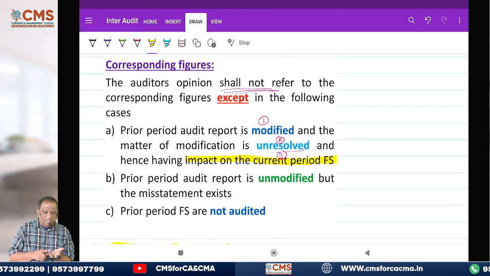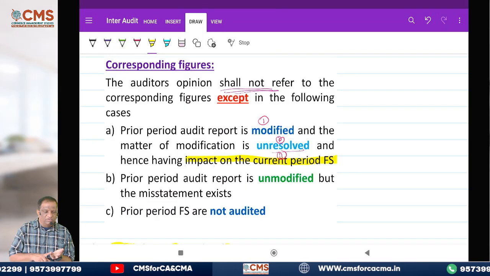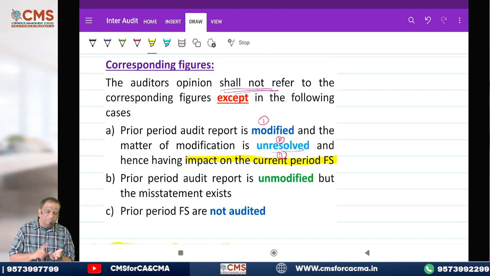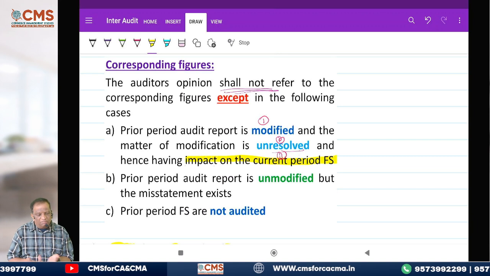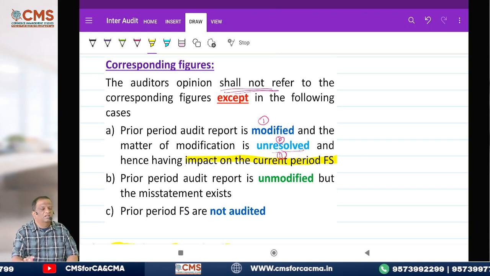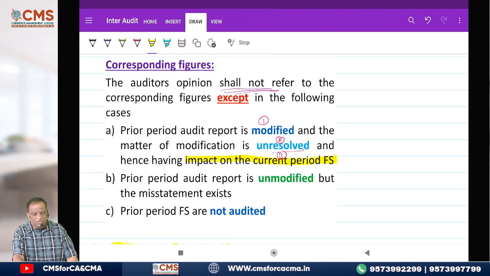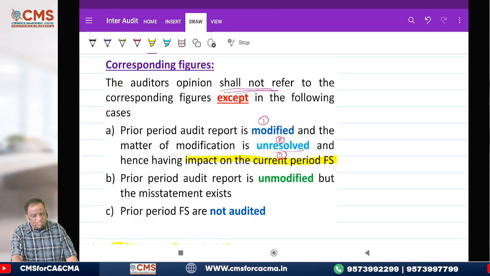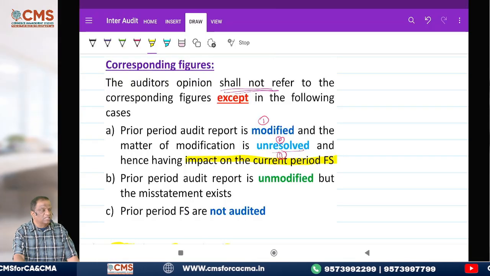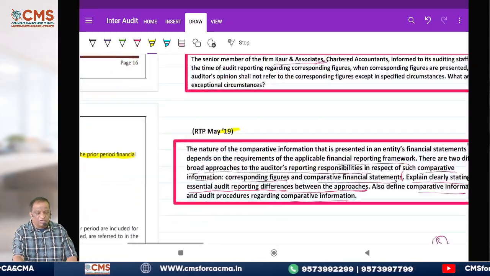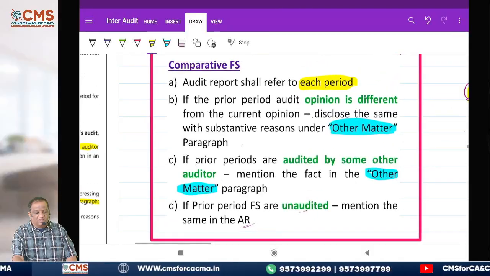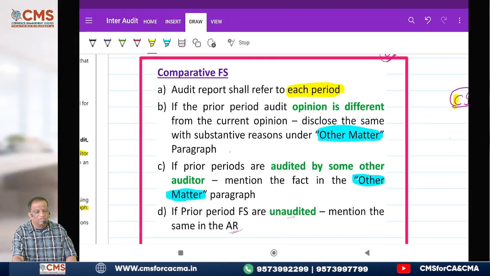To sum it up, there is a modification in the previous audit report and that matter of modification is unresolved and impacting in the current period. Then I can comment on the corresponding figures. Plus, the report is unmodified, but misstatements exist. Third one, it is not at all audited.